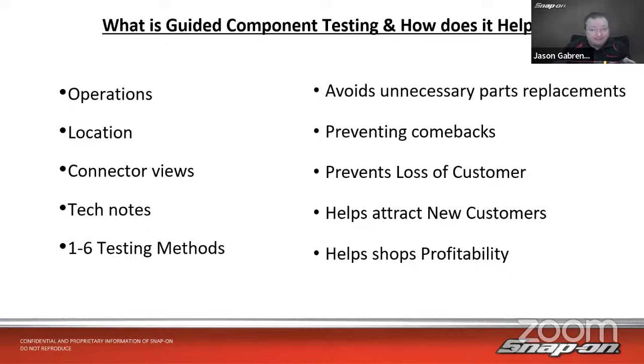By having this information in my tool, it avoids unnecessary parts replacements because I'm actually going to test it. Of course, you have to use it to do it, but I'm verifying that I don't have a problem with the part, or maybe I do have a problem with the part and I can verify that I do. In turn, that can help prevent comebacks. Now, it's not going to 100% eliminate every single comeback, but on the misdiagnosed parts, that can definitely reduce those comebacks. In turn, that helps prevent the loss of a customer.